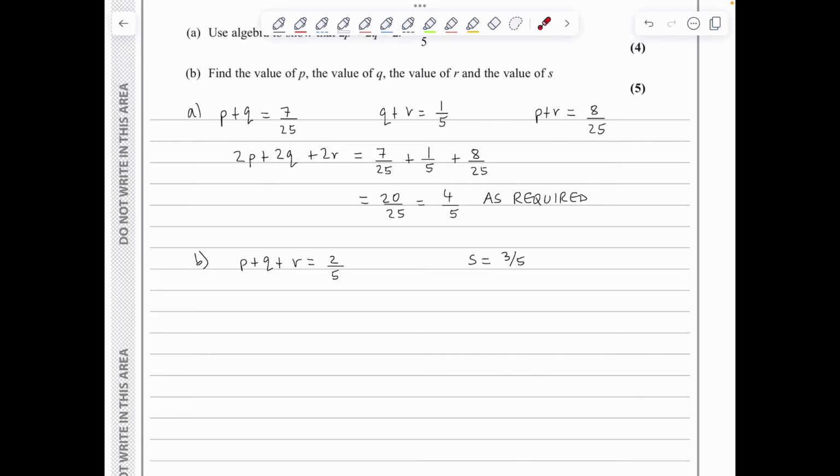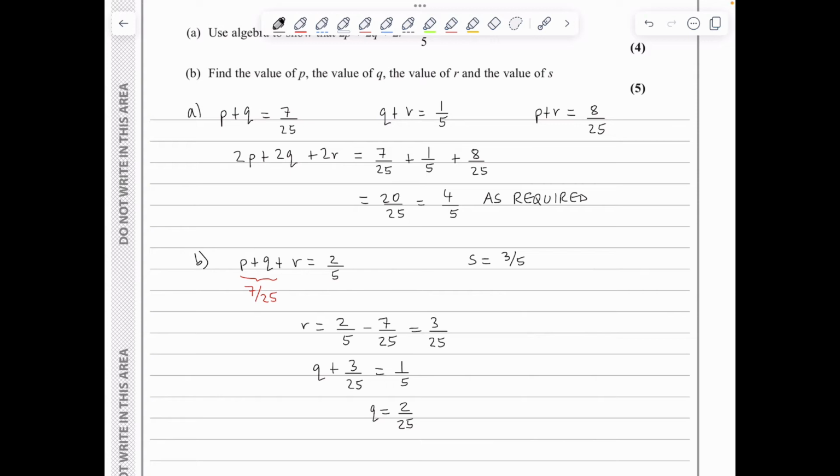In addition, knowing that P plus Q is 7 over 25, we can simply say that R must be 2 over 5 minus 7 over 25, and this gives an answer for R of 3 over 25. We can then go to the second equation over here. We had q plus r, so q plus 3 over 25 is equal to 1 over 5, and this means that q is equal to 2 over 25.